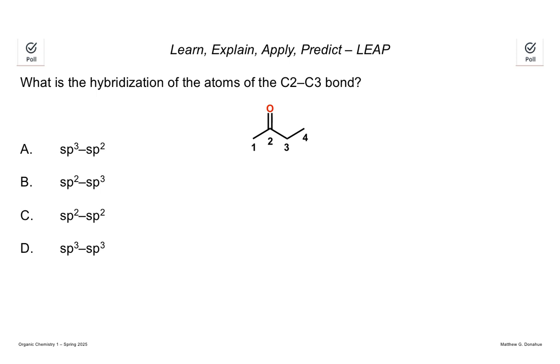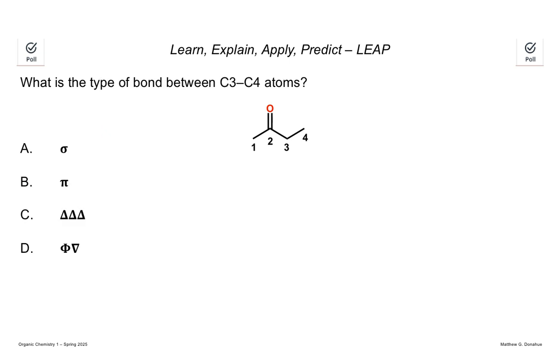So if we do the same thing for carbon 2 and 3, we see now that carbon 2 is showing 3 sigma bonds plus 1 pi bond. So that has to be sp2. From the prior problem, we figured out carbon 3 was sp3. So our answer here is B, sp2, sp3. And it says, what is the type of bond between carbons 3 and 4? So we see that it's just a single line. So that has to be a sigma bond. So that's A.